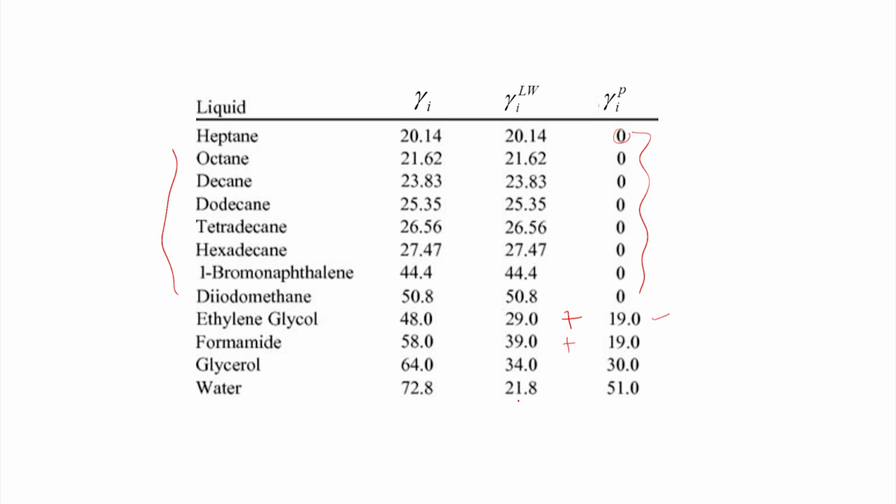So water has a 21.8 Lipschitz van der Waals component, and the polar component is quite strong. This is 51 millijoule per meter square. All these values are in millijoule per meter square, by the way. So water has 72.8, which consists of 21.8 Lipschitz van der Waals and a polar component of 51. Glycerol has 34 and 30, like that. So that is the way it is to be expressed or understood.